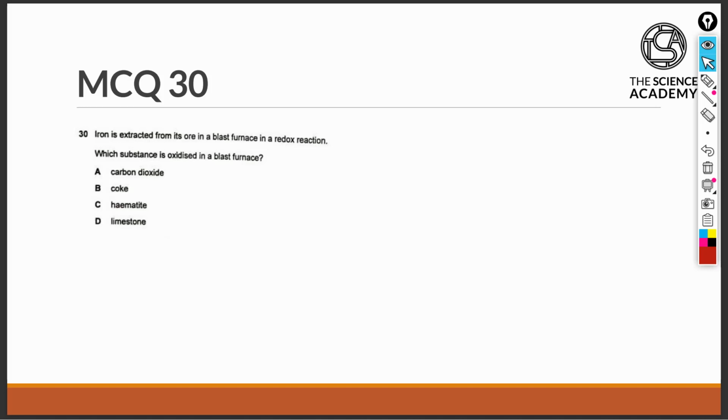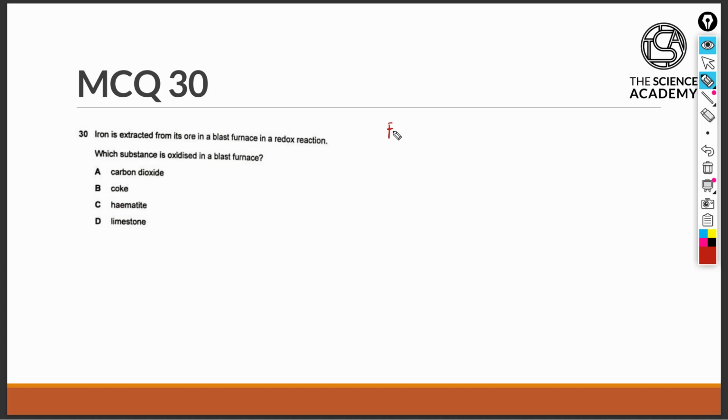Question 30. Iron is extracted from its ore in a blast furnace in a redox reaction. Which substance is oxidized in a blast furnace? Let's do a quick run through of what actually occurs in the blast furnace.